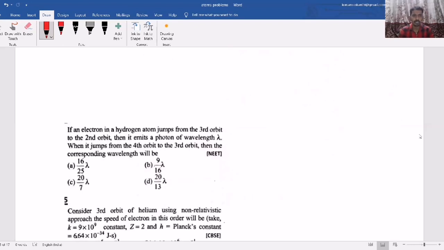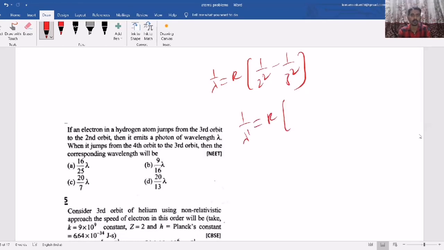Now here, another question: if an electron in a hydrogen atom jumps from the third orbit to the second orbit, then it emits a photon of wavelength lambda. When it jumps from the fourth orbit to the third orbit, what is the corresponding wavelength? Again, same thing. First, 1 by lambda is R into, for the jump from third to second, 1 by 2 square minus 1 by 3 square. Now we have to find the lambda for another transition, that is 4 to 3. That means 1 by 3 square minus 1 by 4 square.